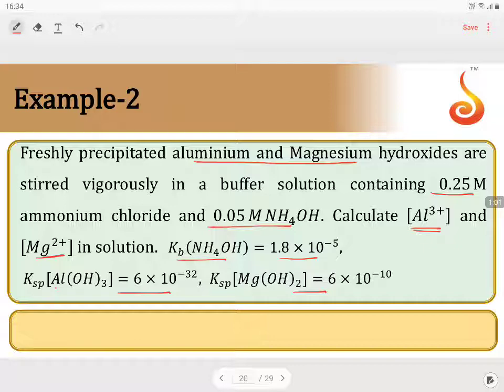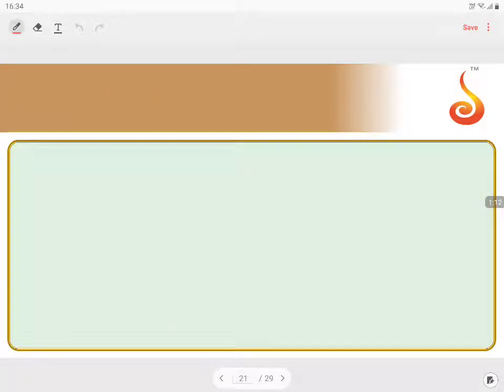So how do we get that metal ion concentration? We need to find OH minus. From where will we get OH minus ion? From a buffer solution data, we can get that OH minus ion concentration. So first we'll approach with a buffer solution.